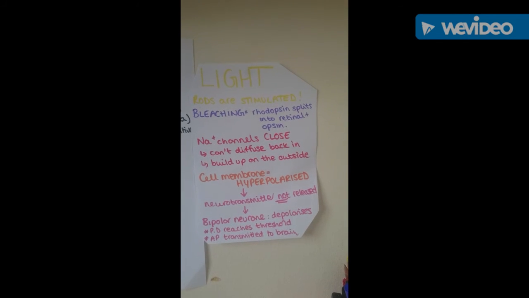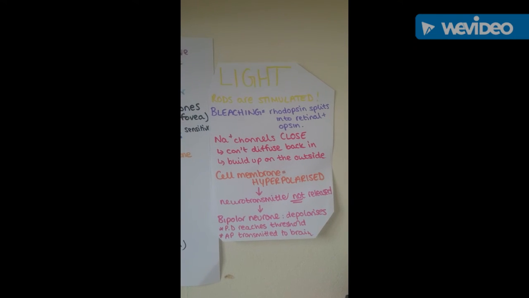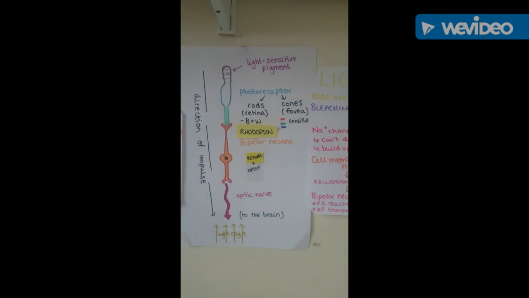If the potential difference reaches the threshold, the action potentials are released and they're transmitted to the brain via the optic nerve.